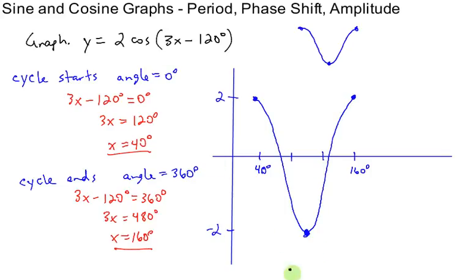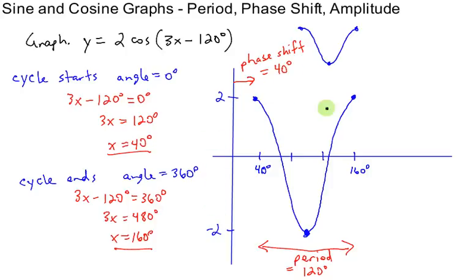And one complete cycle is what we call a period. The length of that is called a period. So in this case, the period is the difference between 40 and 160, so it's 120 degrees. That's my period. Now cosine usually starts right at the axis, but in this case it doesn't. That's what we call a phase shift. So since my graph is shifted to the right by 40 degrees, my phase shift equals positive 40 degrees. If it were shifted left, it'd be negative 40 degrees.